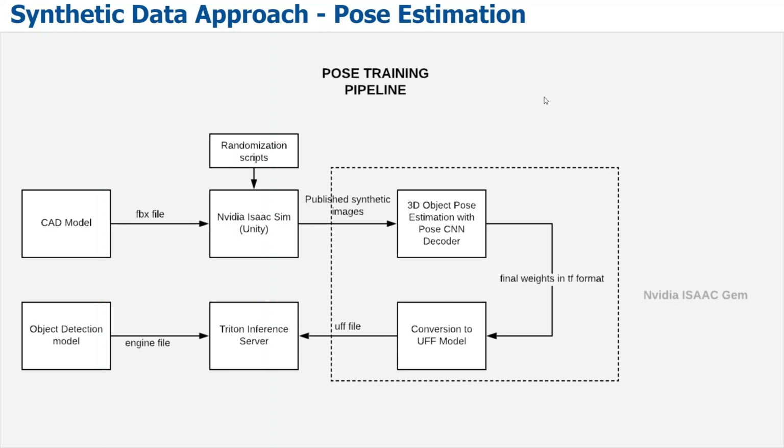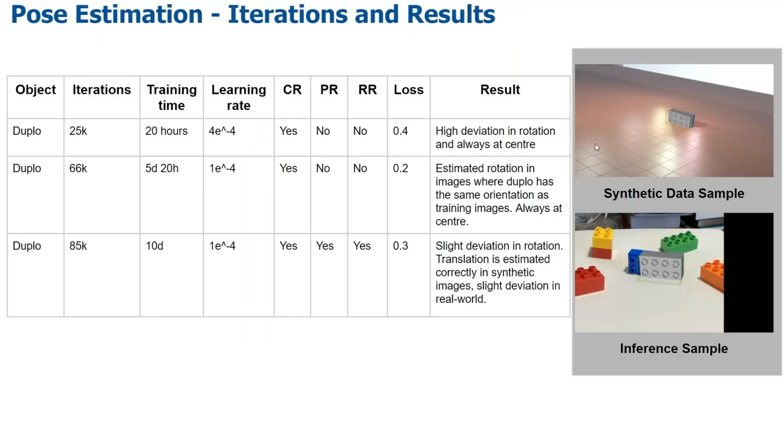For our testbed, we trained a pose estimation model to estimate the pose of Duplo blocks. For pose estimation, we went through 3 iterations. In the first iteration, we trained the model for roughly 1 day and with camera randomization only. In this iteration, the model output was unusable.